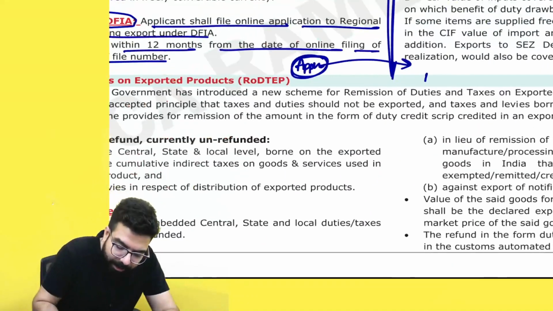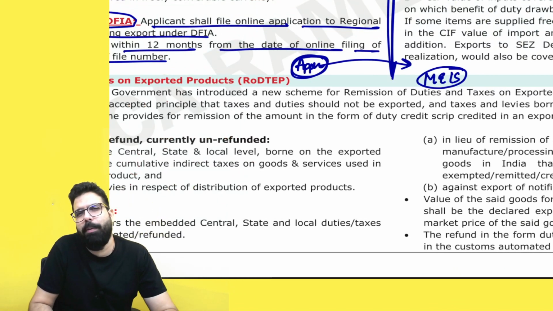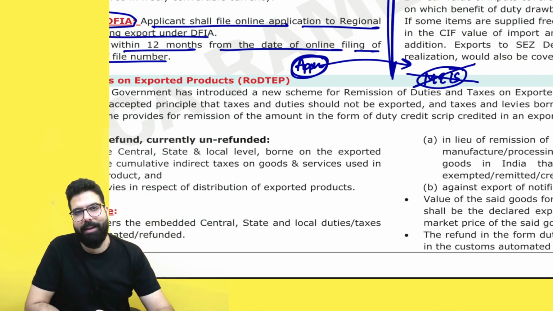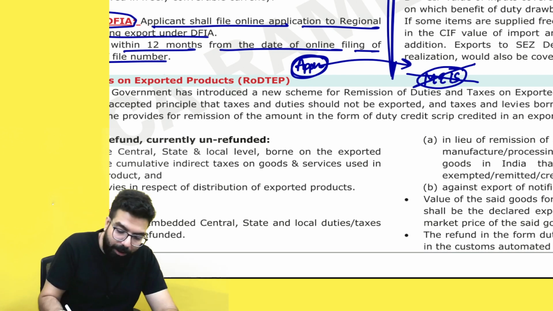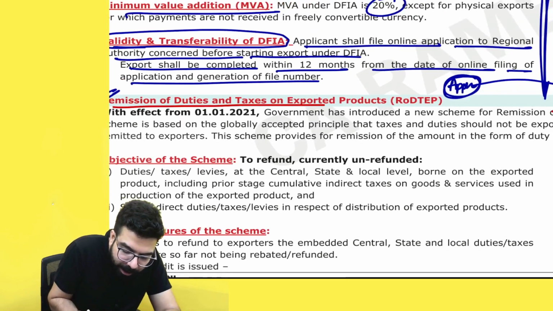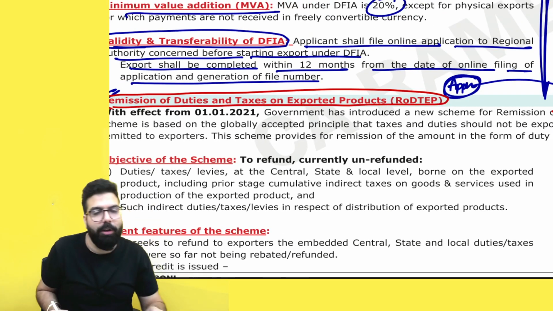Actually, earlier there was the MEIS scheme, and the MEIS scheme was not as per the internationally accepted standard, and hence the Government of India deleted the MEIS scheme. Okay? And now in your ICA material, the MEIS scheme and SAS scheme are both not there. What the government has done by deleting the MEIS scheme is that the Government of India has introduced the RoDTEP scheme, and we are going to learn about the RoDTEP scheme now.